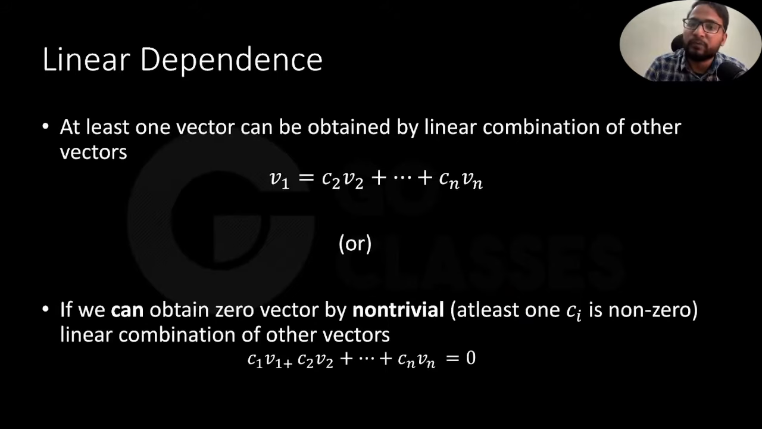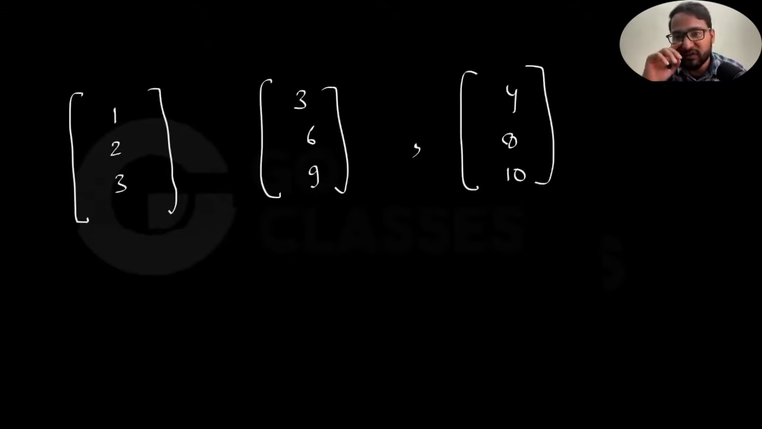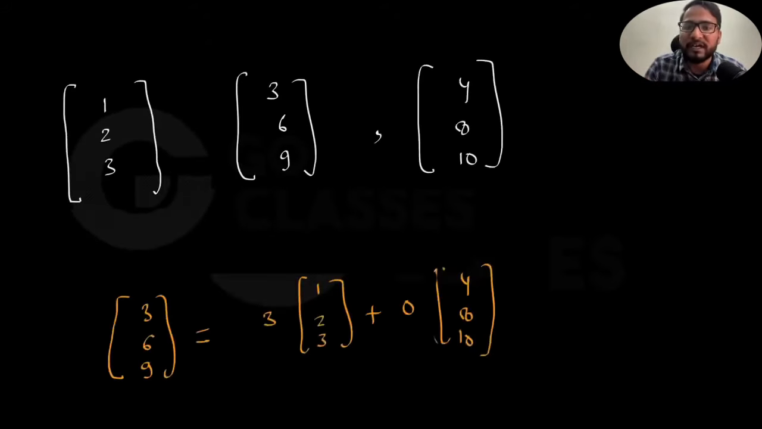Let's build these basics more clearly. Suppose I have these three vectors. What do you think? Are these three vectors linearly dependent or independent? You can try representing these vectors as a linear combination. You will say that, okay, this 3, 6, 9 is 3 into this, but 0 into this. That's fine because the coefficients could be anything.